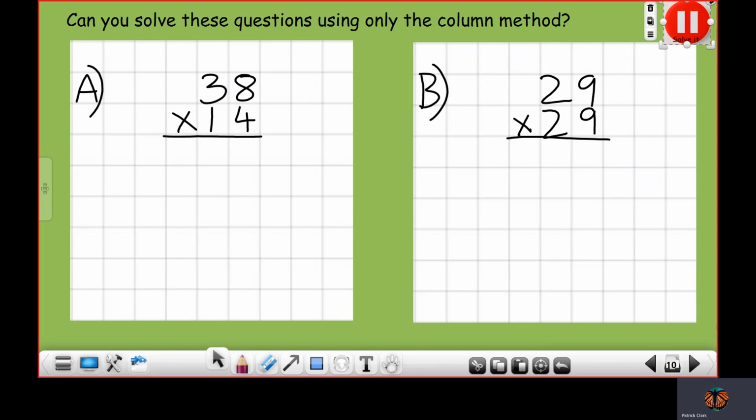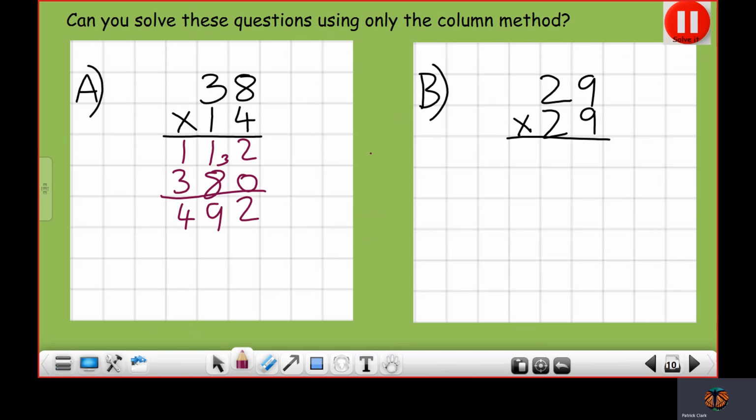Let's have a quick look at A. So 8 times 4, so 38 times 4 we have to do first, don't we? Or 8 times 4 is 8, 16, 32, isn't it? So 2, carry the 3 over. 8 times 10 is 80. So 80 add 30 is 110, isn't it? Yes. So next we're doing 38 times 10, which we know is 380. No big method needed there. And then we add them together. 2, 9, 4. So hopefully you got the answer there of 492.